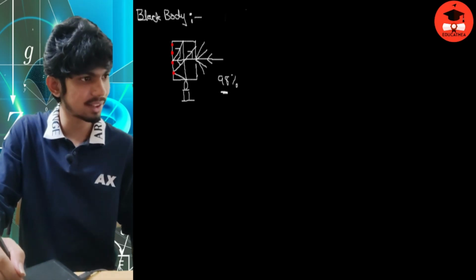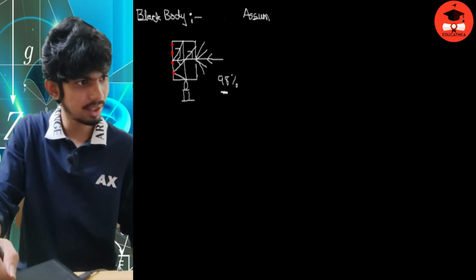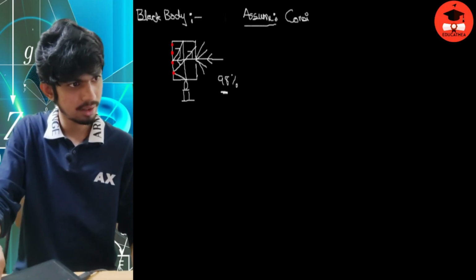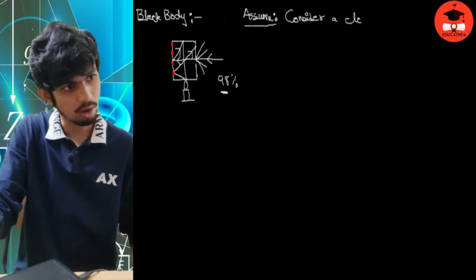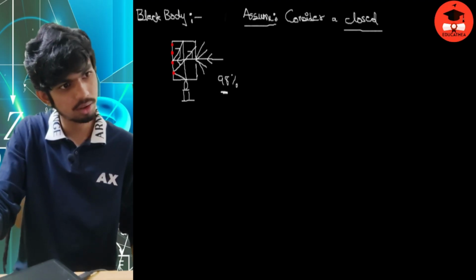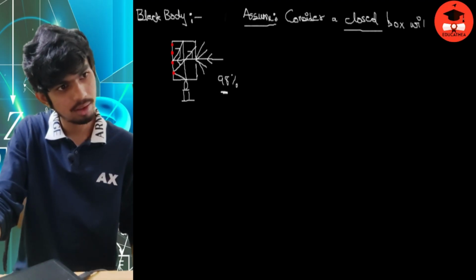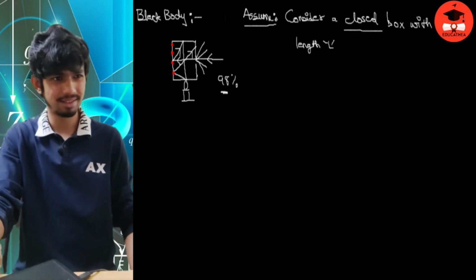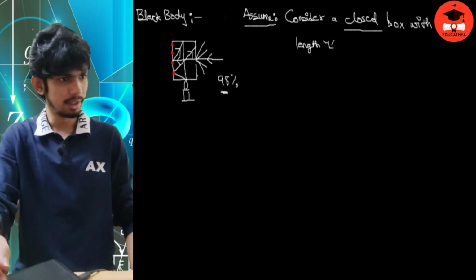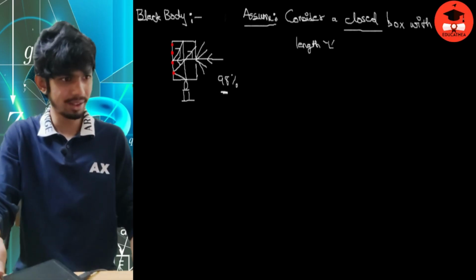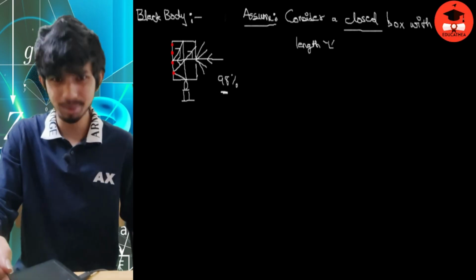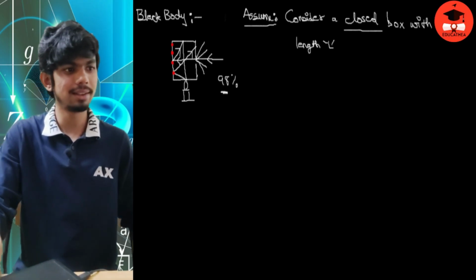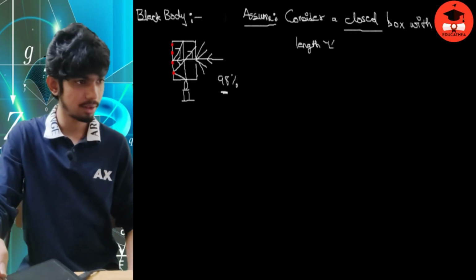Furthermore, I will make a serious assumption, okay? I will say that the box is a closed one. So consider a closed box with length L, and the box is a cubic one, okay? Now, why am I doing this? I'm doing this because the hole is very tiny, so tiny that you can consider this box to be absolutely closed.